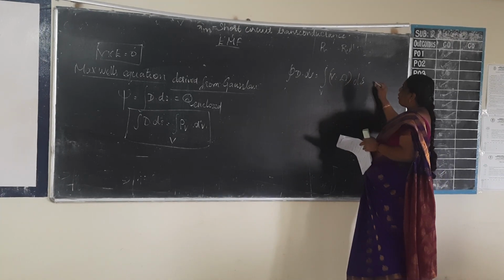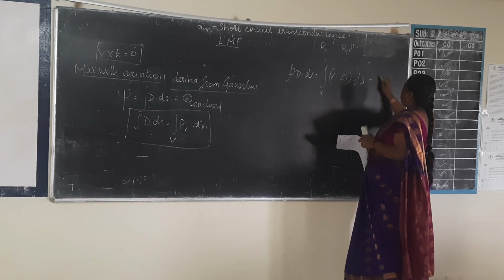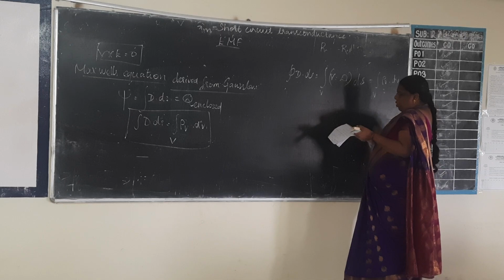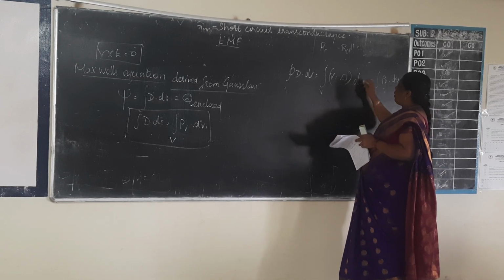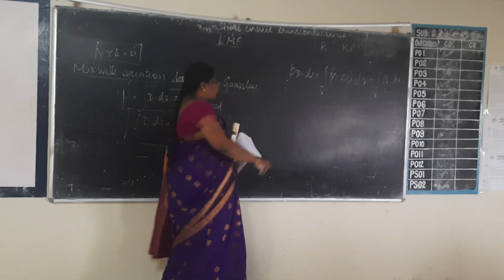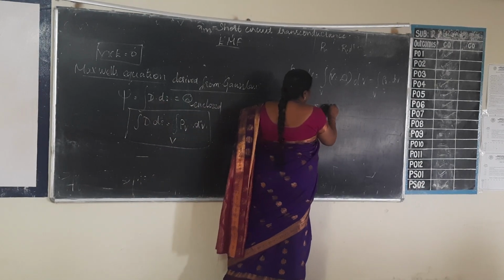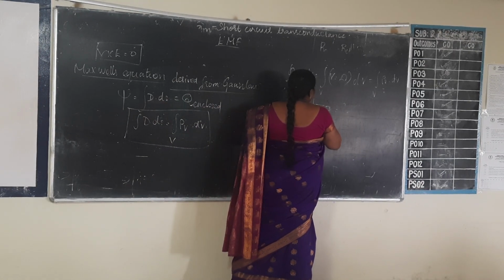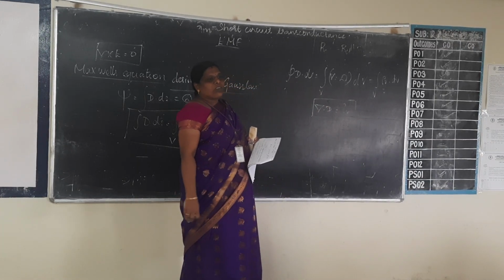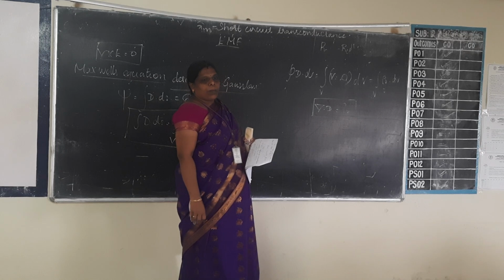That is equal to the volume integral of rho v into dv. Del dot D into dv is equal to rho v into dv. So from these two relations, what can we write? Del dot D is equal to rho v. This is called the point form or differential form of Maxwell's equation derived from Gauss law.